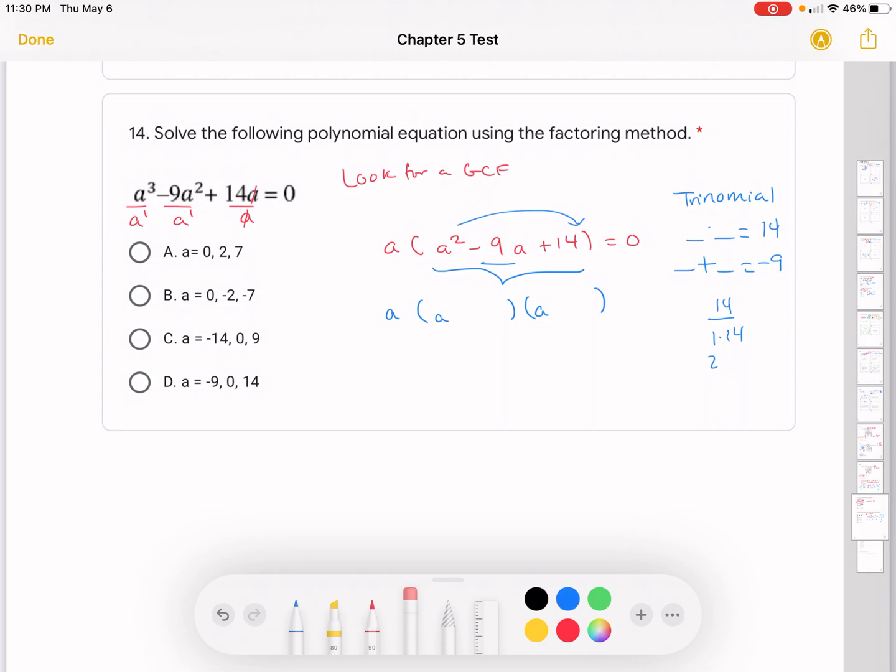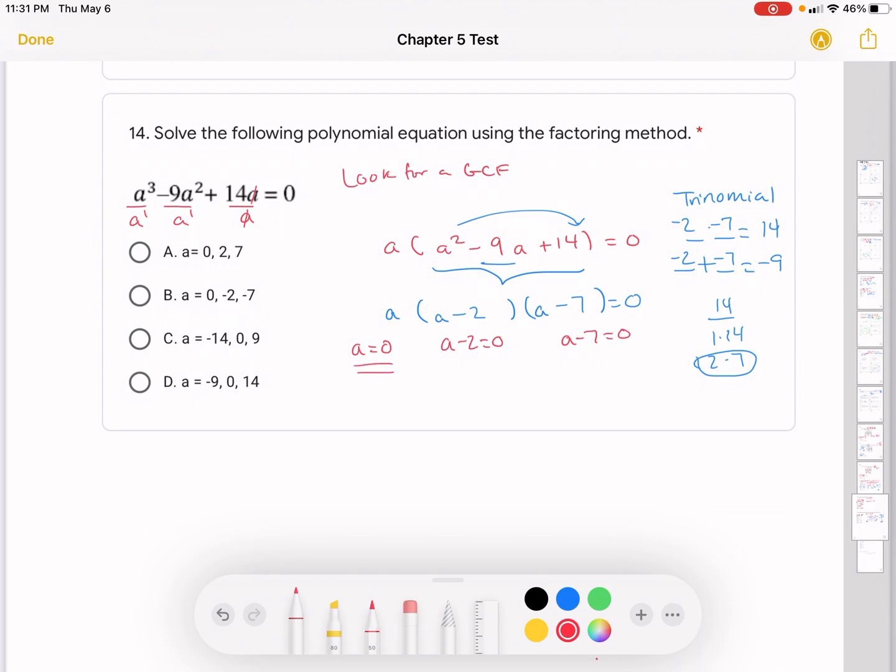2 plus 7 is 9. Since you have to add, that means the signs have to be the same. So they're both going to be negative. So here I would have a negative 2 and a negative 7. This time we're not done. Those are our factors. But now when you're solving, you're going to set each of these equal to 0 individually and solve for a.